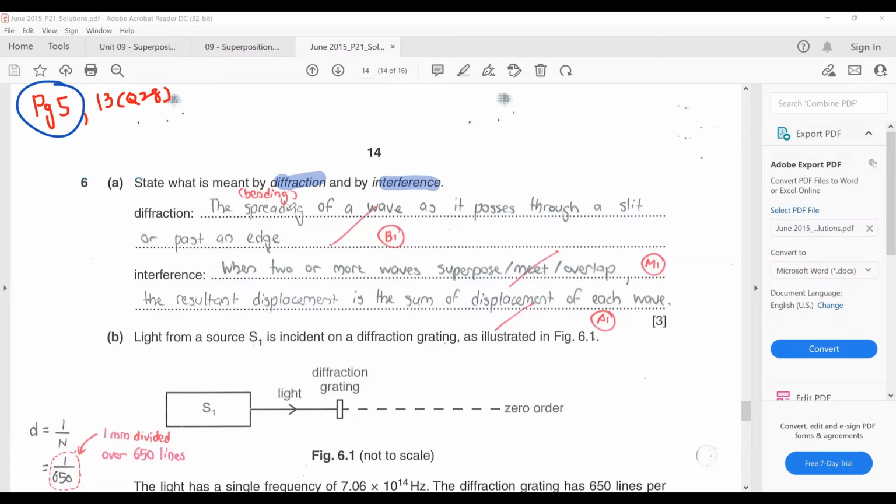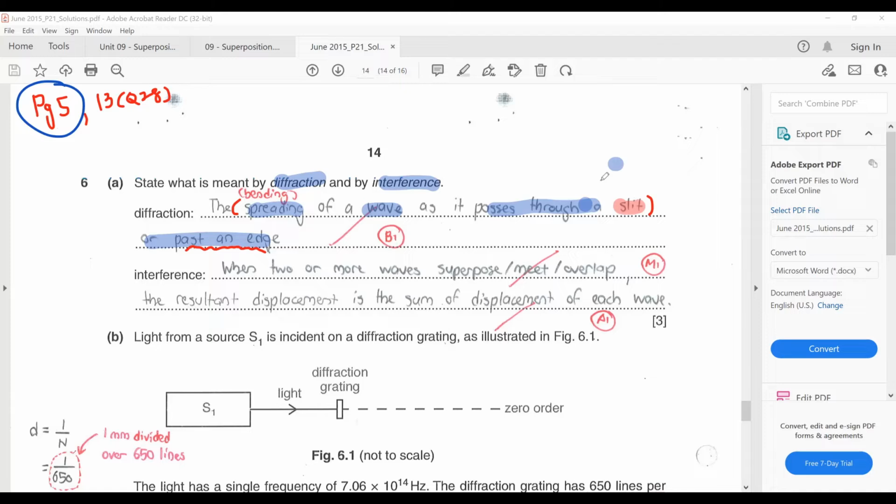Diffraction can just be the spreading of a wave as it passes through a slit or past an edge. Actually, if you just write this sentence, spreading of a wave as it passes through a slit, this one alone is already enough. You don't really need to talk about the wave passing through an edge. This one is optional. As long as you write one, the most common one is you say passing through a slit.